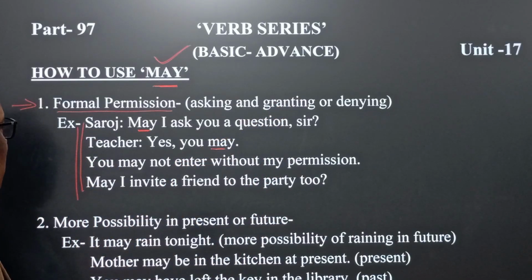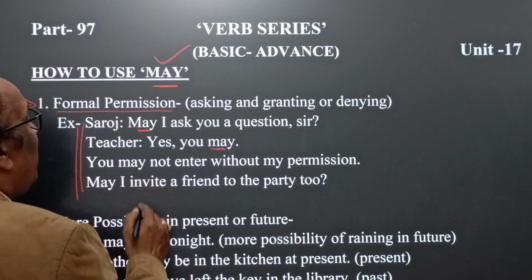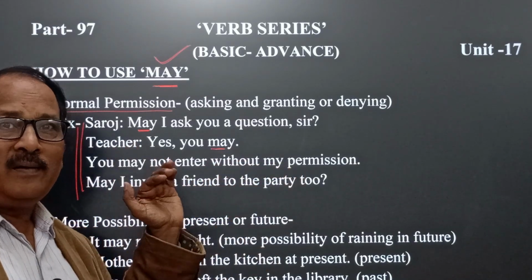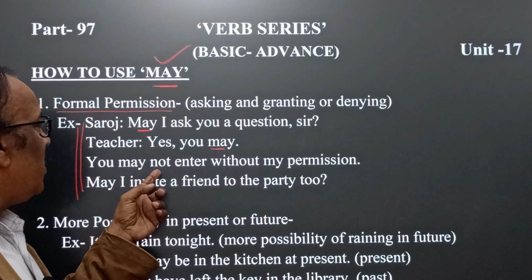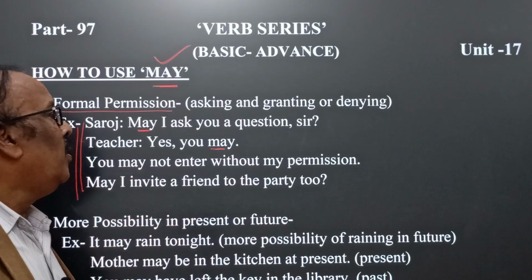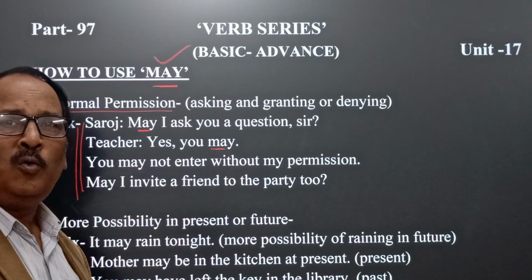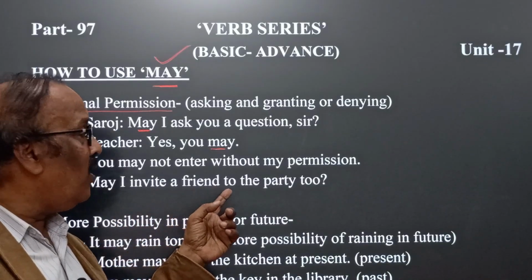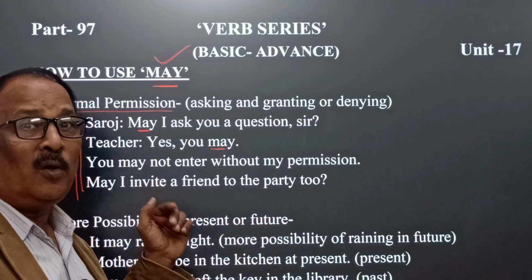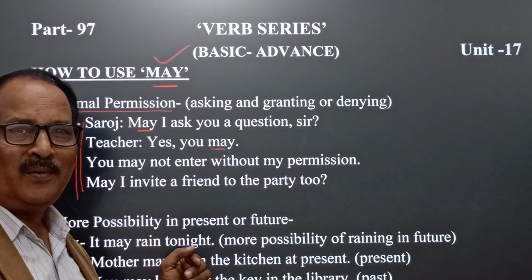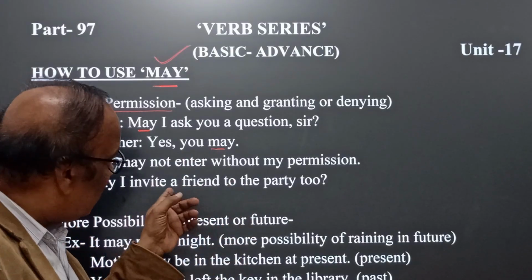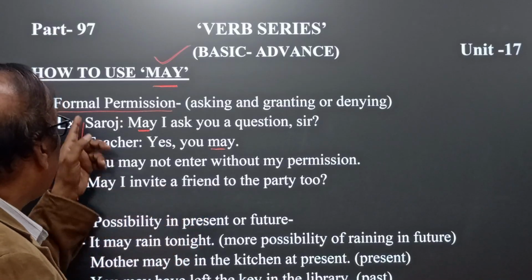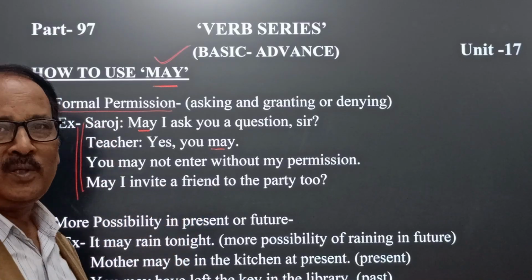Now come to the next example. "You may not enter without my permission." Here the speaker doesn't allow somebody to enter his house or room without his permission. "May I invite a friend to the party too?" This is also asking permission. This is the way we use may in the case of formal permission.